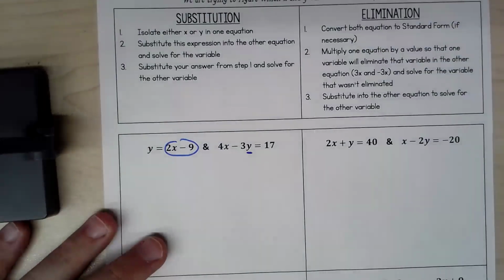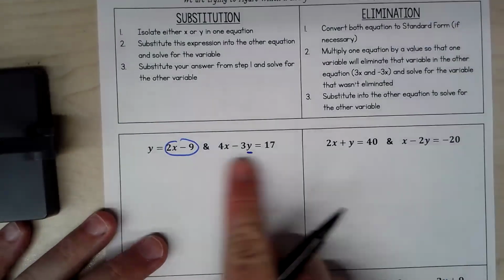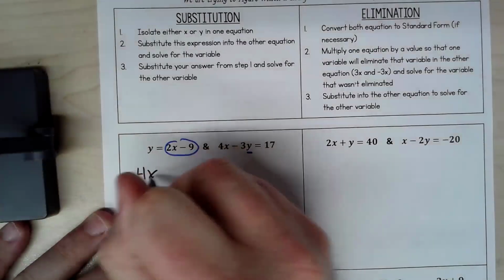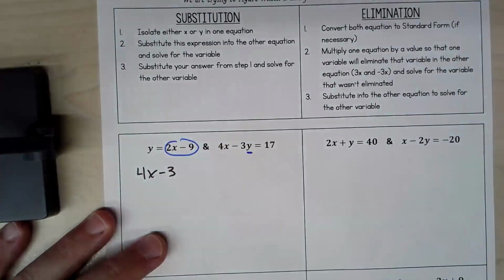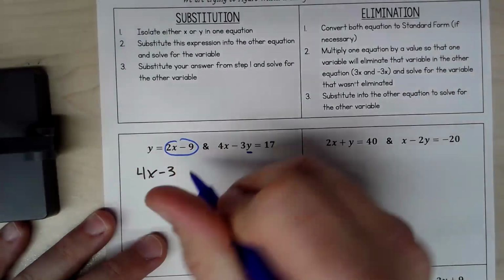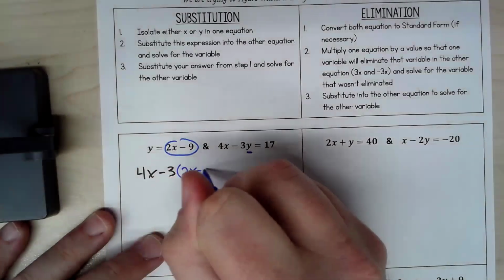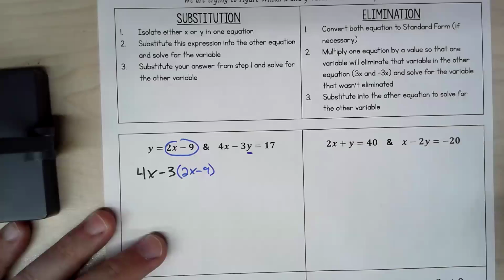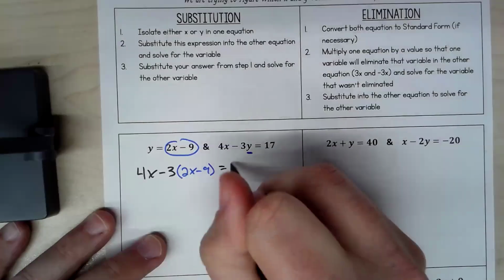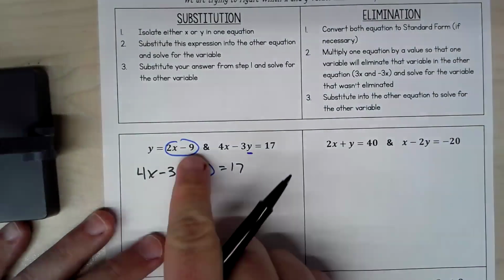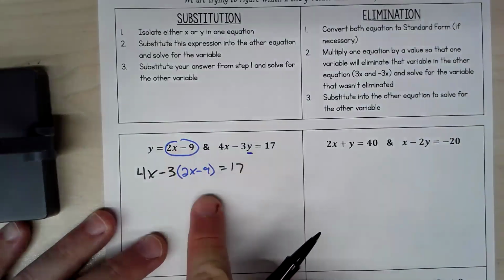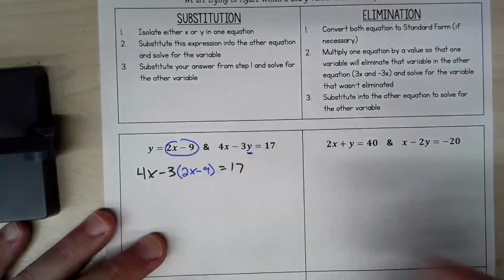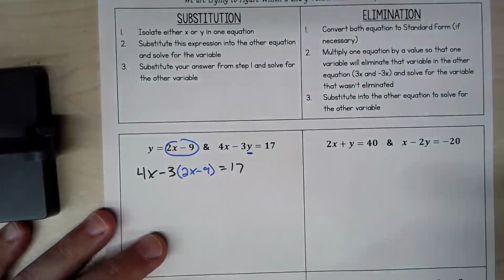So I'm going to rewrite this equation up here, 4x minus 3. But instead of 3y, I'm substituting in 2x minus 9 in place of y because they're equal. If they're equal, then they have the same value. So I can plug that in instead of y. Well, now I'm just going to solve this equation like we've been solving.